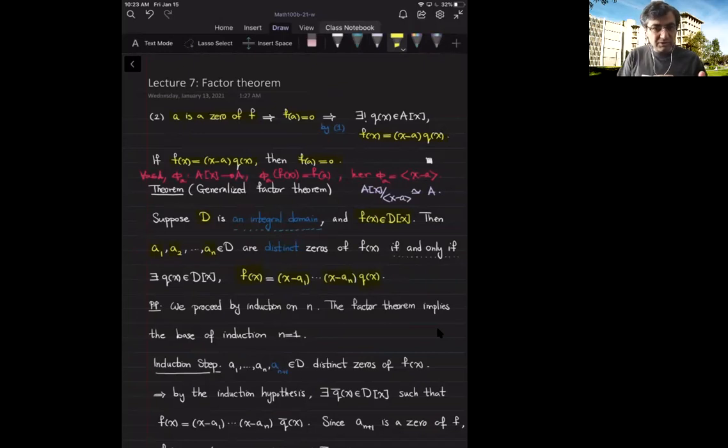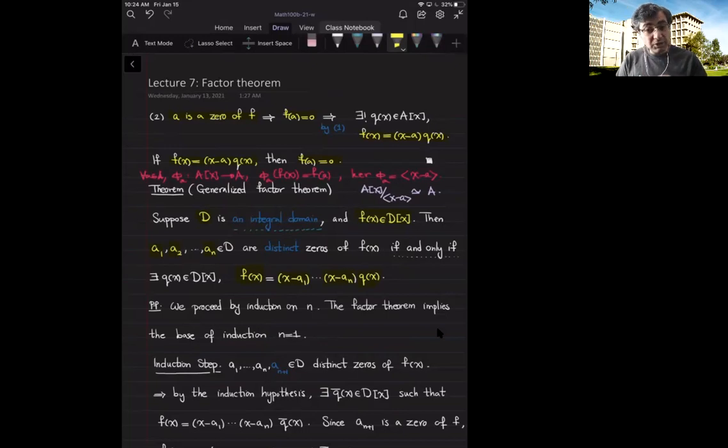And vice versa. The other direction is rather easy, right? Because if I can write down f as a product of these factors times q, then you can substitute a sub i for x, and then the right-hand side would automatically be 0. That means the a sub i are zeros of f. So knowing that we do have these factors, deducing that the a sub i are zeros is rather easy, but the other way around is the important part. So we are assuming that the a sub i are distinct zeros of f, and we want to show that we can write it as a product of these factors x minus a sub i times some other factor.